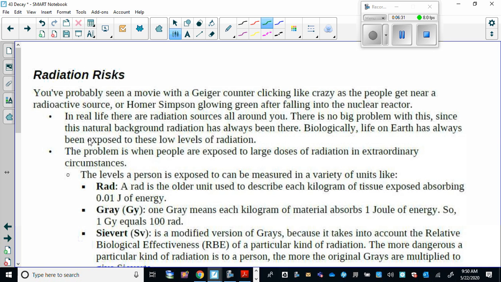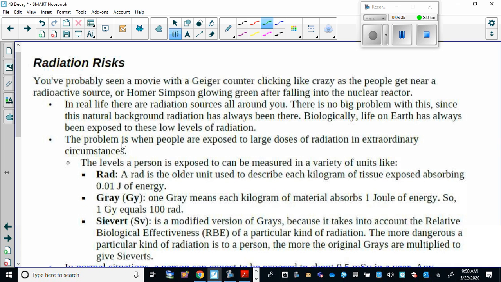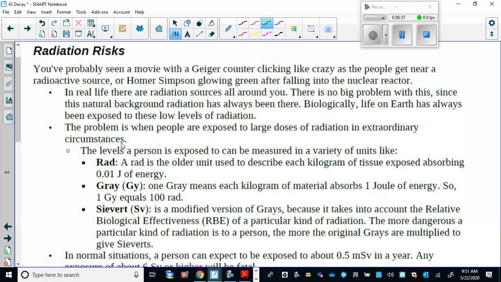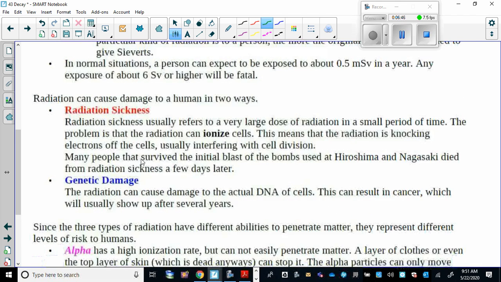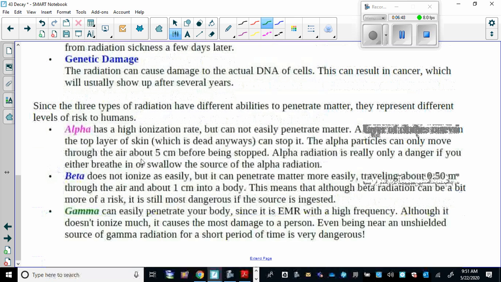There are radiation risks. This is something you can just read by yourself. You're not going to be tested on this, and you're not going to be tested on this terminology here: rad, gray, sieverts. They're just ways of measuring radiation. But this is what you probably should know, right down here, that alpha particles, this is stuff you definitely do need to know.